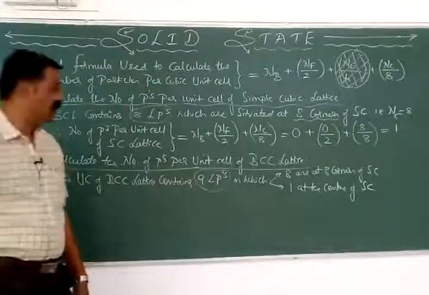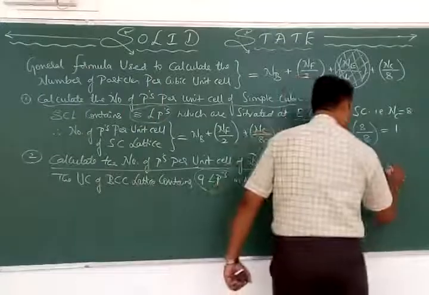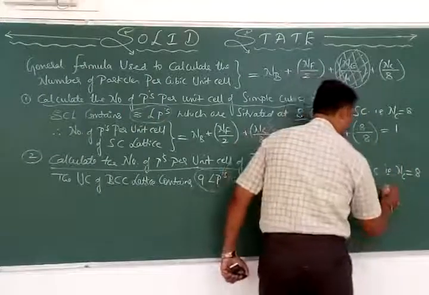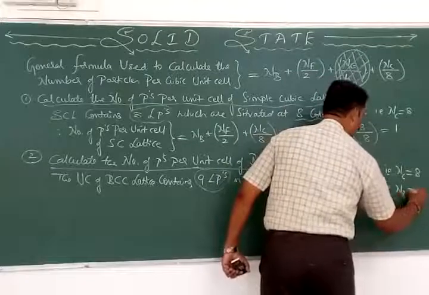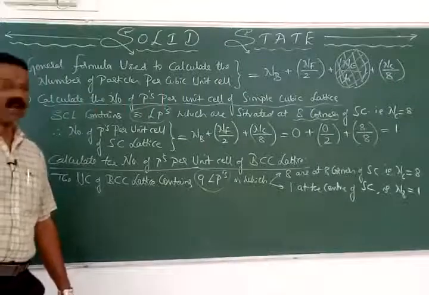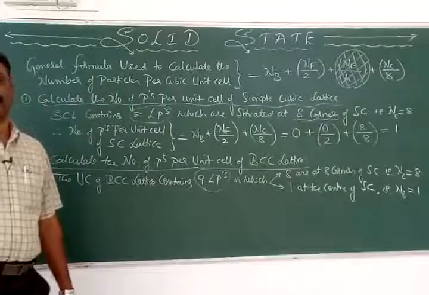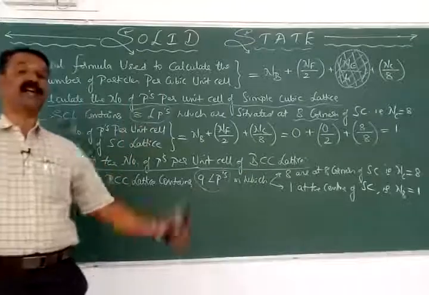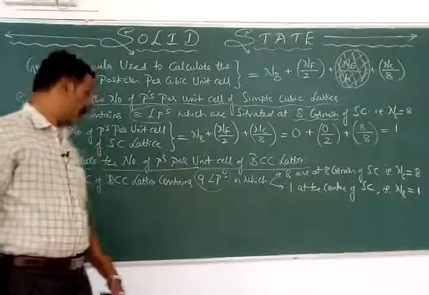Can I say that NC is equal to 8 here? That is, NB is equal to 1. What is NC here? Number of corner particles. How many corner particles are there? Just 8. How many body-centered particles are there? 1. Means there are no face-centered particles here. Okay.